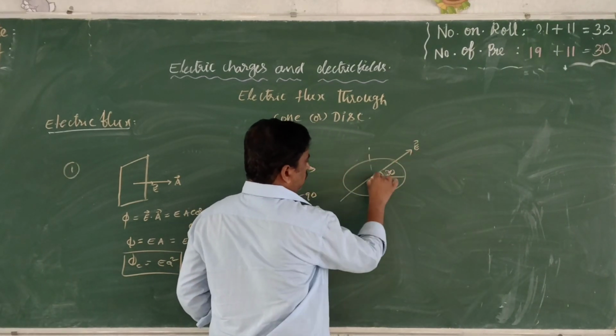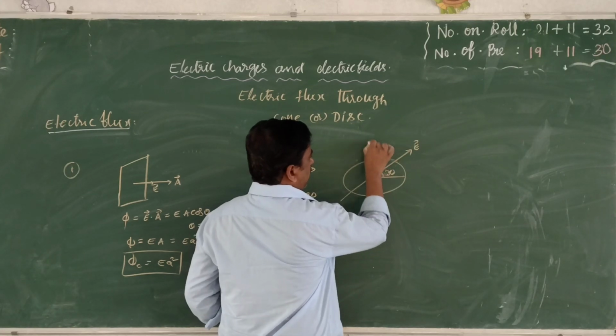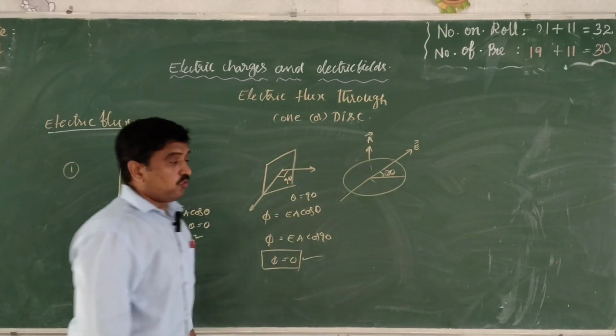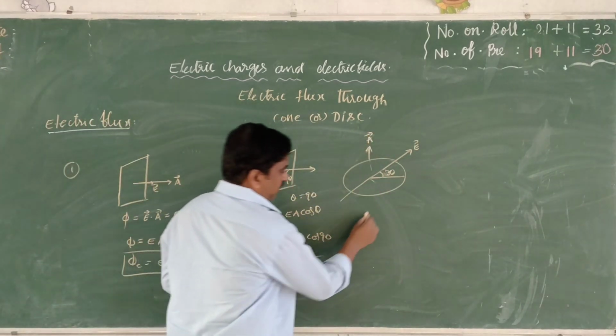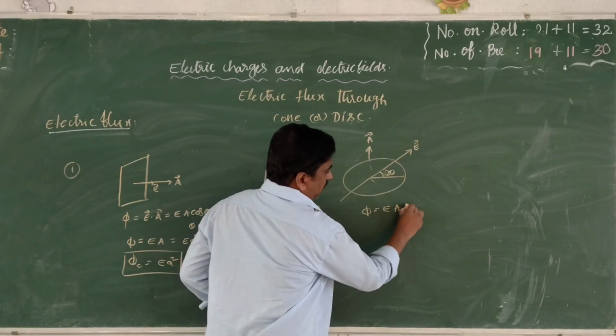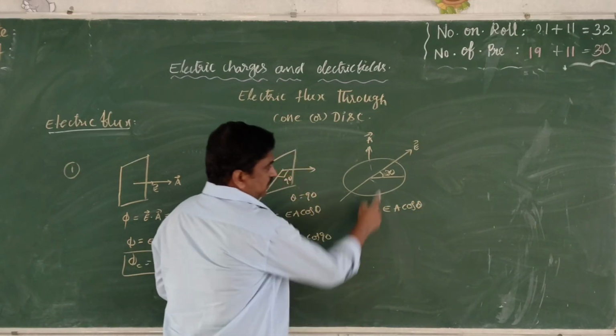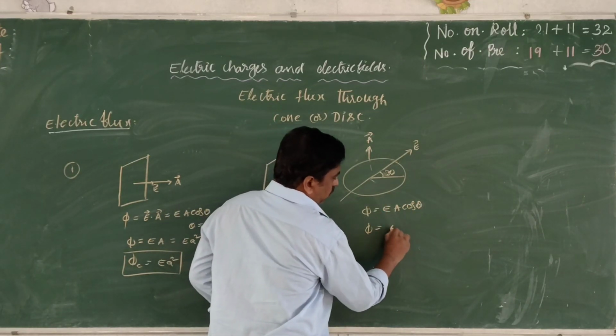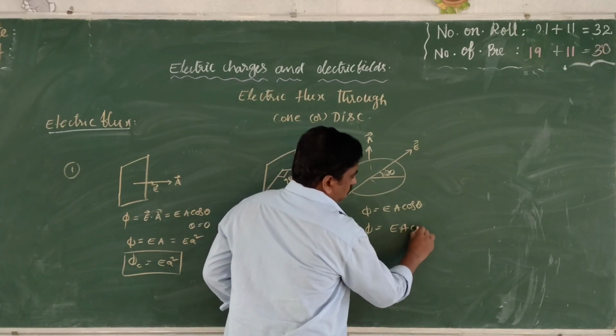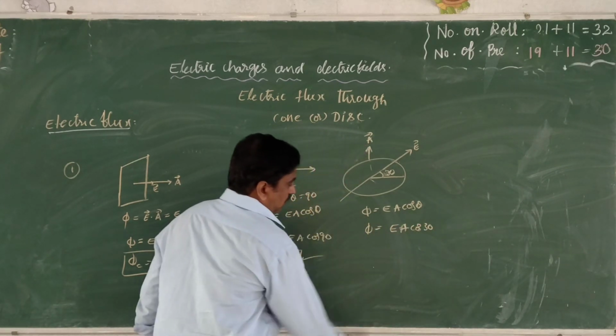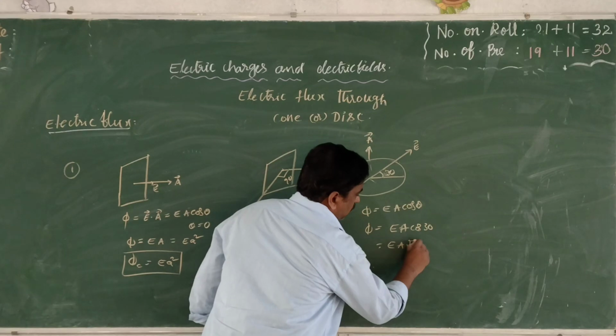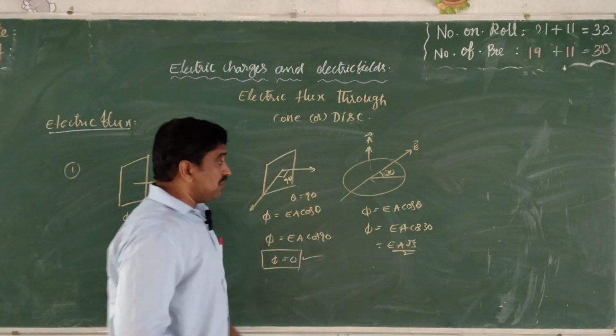What is the flux through this now? This is the area vector. What is the flux through this surface? Flux equals EA cos theta. Here theta is 30. So we can write flux equals EA cos 30. Cos 30 is root 3 by 2, so EA root 3 by 2. So this is wrong. Why?